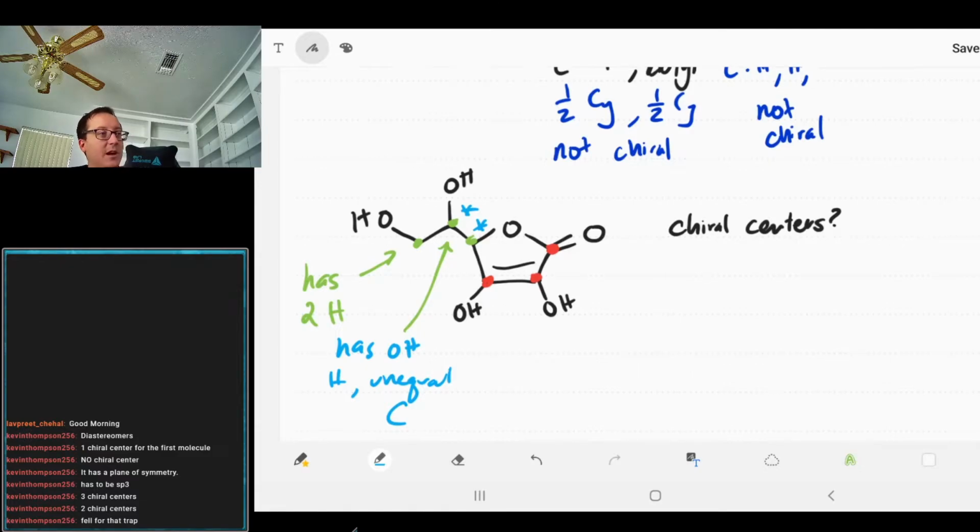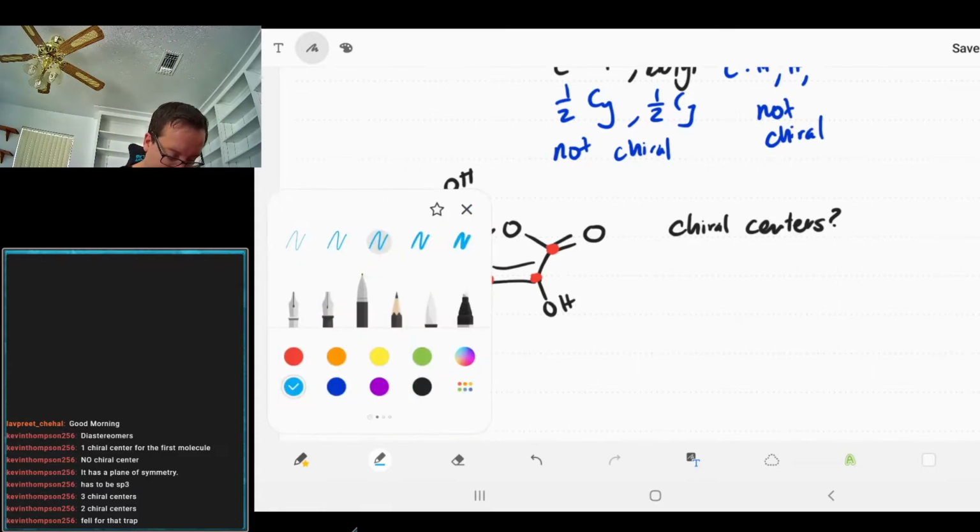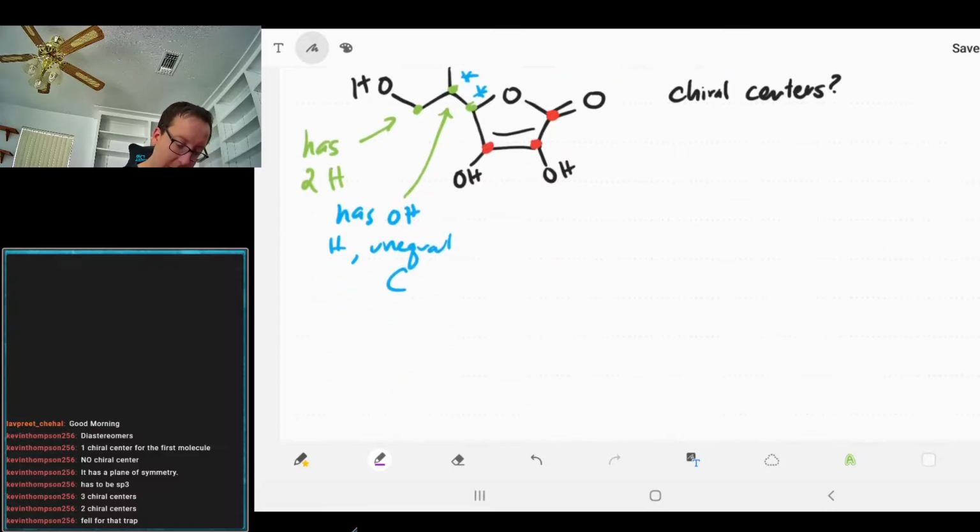Tricky parts come when we are looking at carbons, like other carbon bits, as to whether they're identical or not. Let's see, what's another good one to do? I have just one little suggestion or note as well.